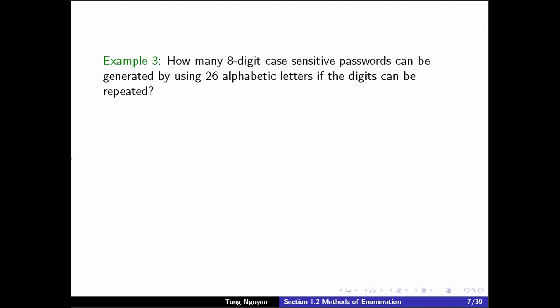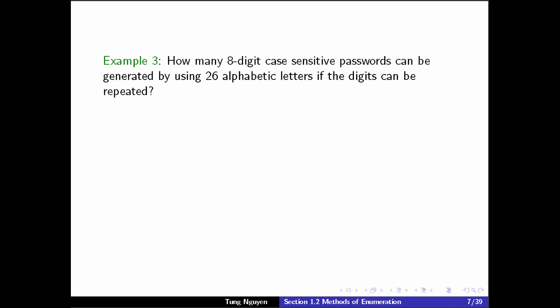Let's take a look at an example. How many 8-digit case-sensitive passwords can be generated by using 26 alphabetic letters if the digits can be repeated? So think of this problem as a sequence of 8 different tasks you can do.